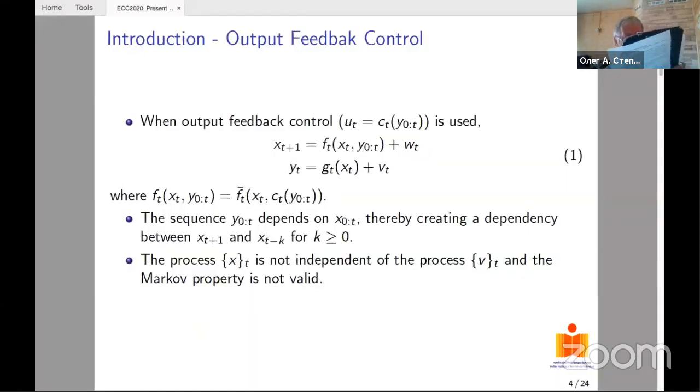When output feedback control is used, we obtain these equations. Here we can note that y0 to t depends on x0 to t. xt plus 1 will depend on past data, which thereby creates a dependency between xt plus 1 and xt minus k for k greater than or equal to 0. Further, the process xt is not independent of the process vt, and the Markov property is not valid.